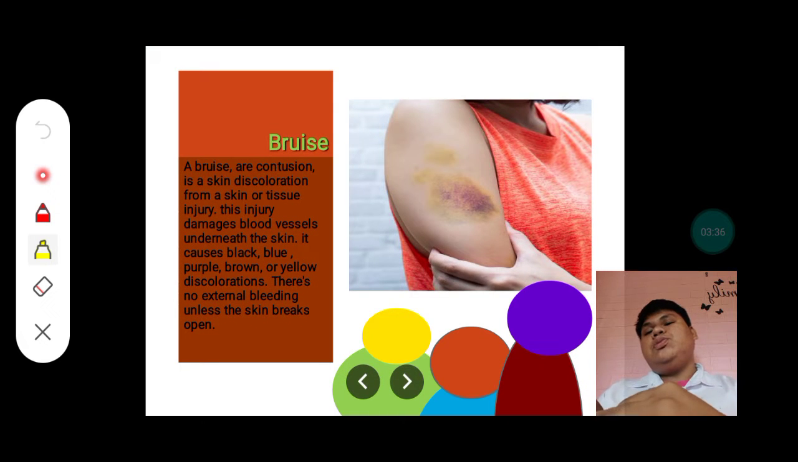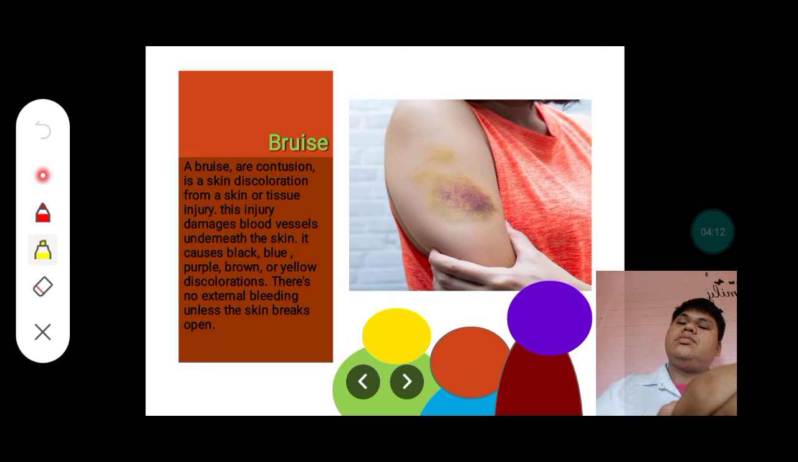Next, let's go on to bruises. A bruise or contusion is a skin discoloration from a skin or tissue injury. This injury damages blood vessels underneath the skin. It causes black, blue, purple, brown, or yellow discolorations. There is no external bleeding unless the skin breaks open. So these are photos of a bruise.